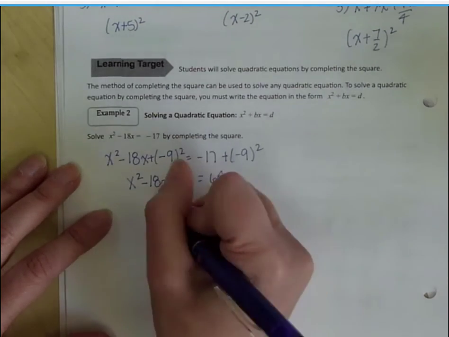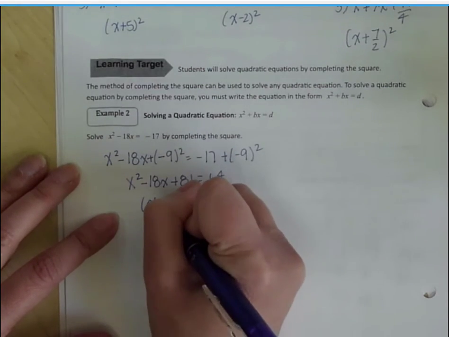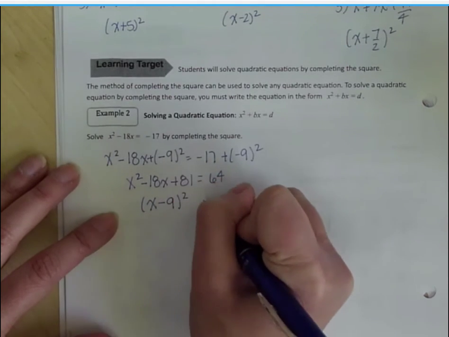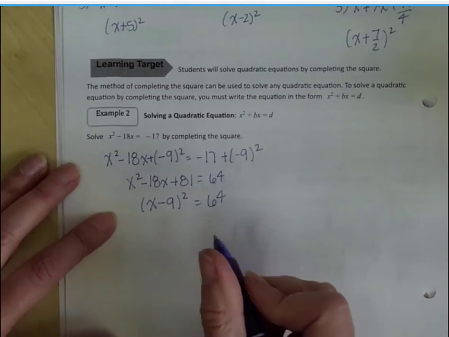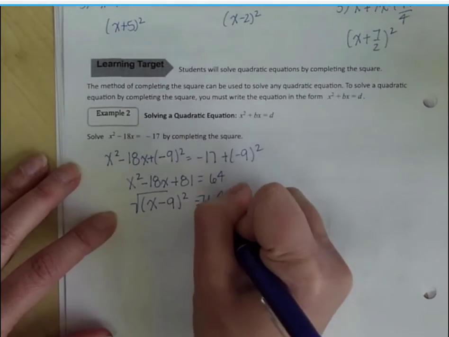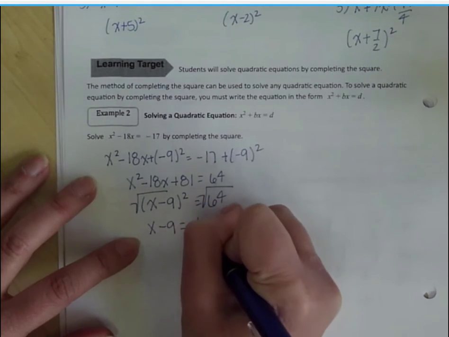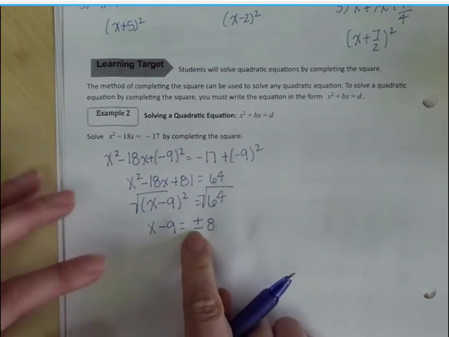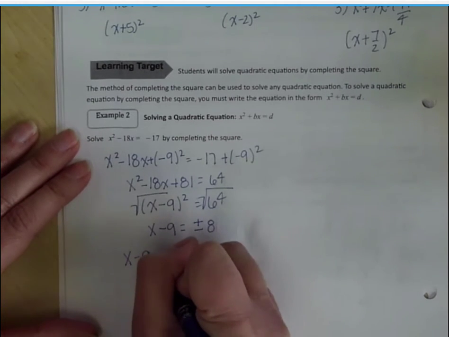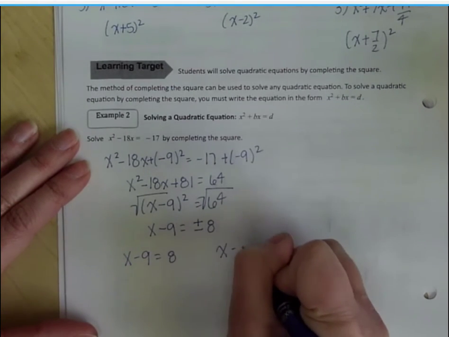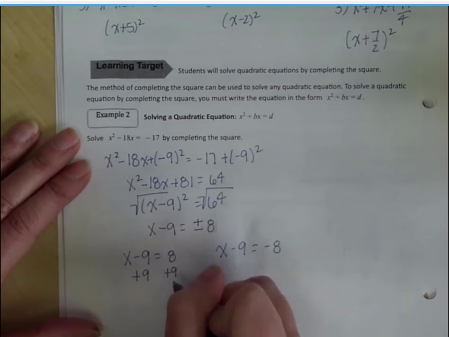Now that I've got this completed, I can factor this. So I've got x minus 9, squared, equals 64. If you notice, I have two perfect squares here, so I'm going to find the square root. So I have x minus 9 equals plus or minus 8. Don't forget that. Now we can solve for x. So I have x minus 9 equals 8, and x minus 9 equals negative 8. I'm going to add 9 to both sides.